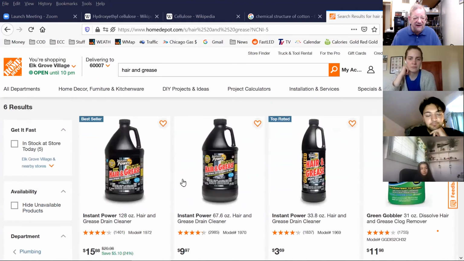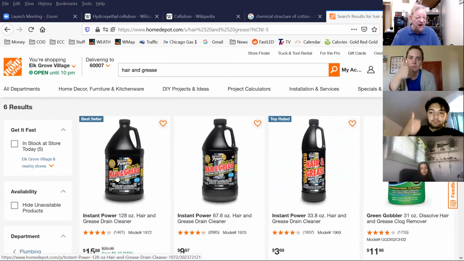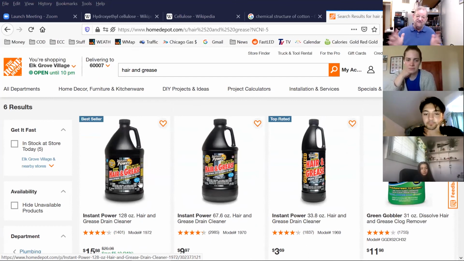Everybody see the black bottle with the label on there? It's now called Instant Power. It used to be just here in grease remover. And this stuff, I keep a large bottle in my house. I keep the 67.5 half gallon. And I've used it in the last 20 years, I think 3 times. And it's sodium potassium hydroxide for grease and oil in your kitchen.